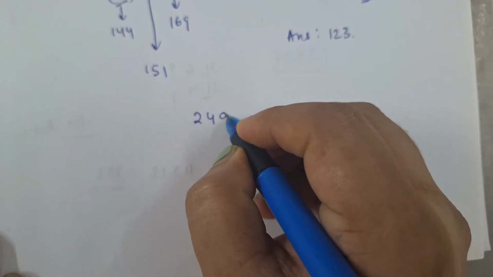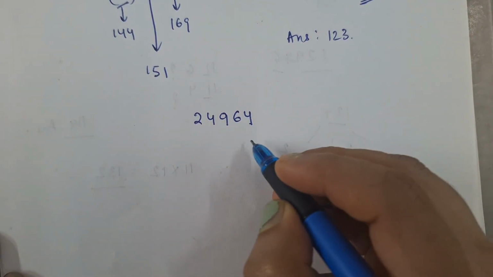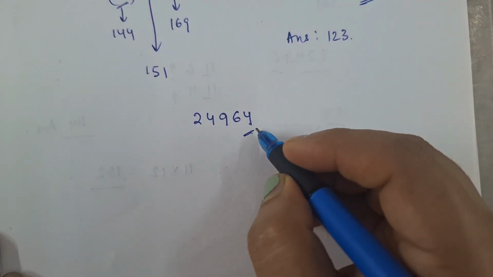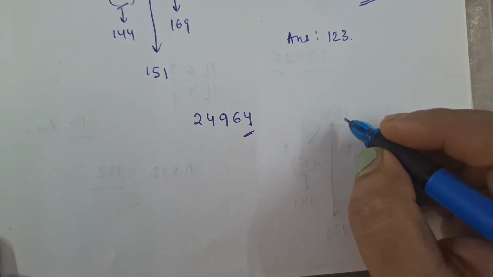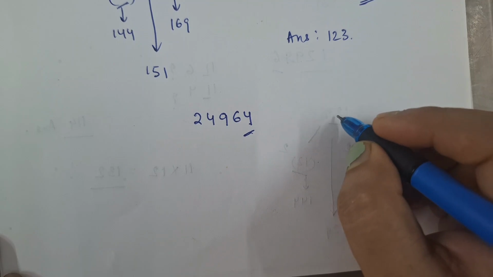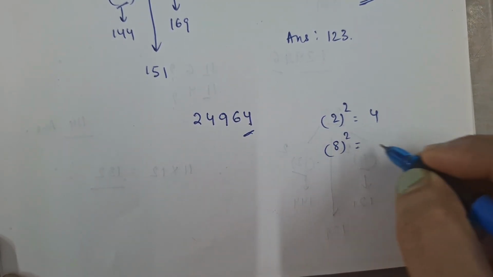24964. Now there are two possibilities for 4 again. Last digit possibility first we have to identify. Two possibilities are there. What are the two possibilities? Which numbers' squares are ending in 4? It is 2 square, which is 4, or 8 square, which is 64.